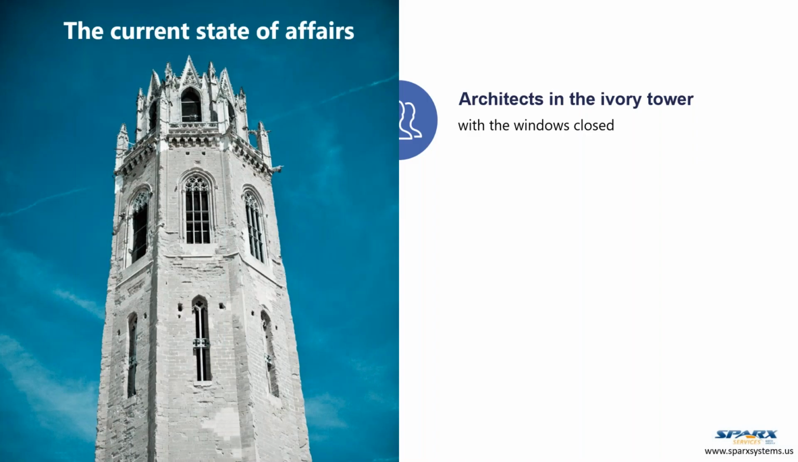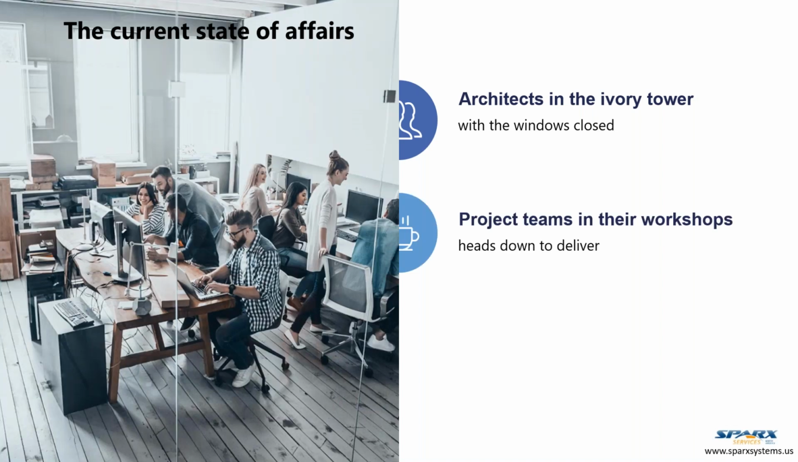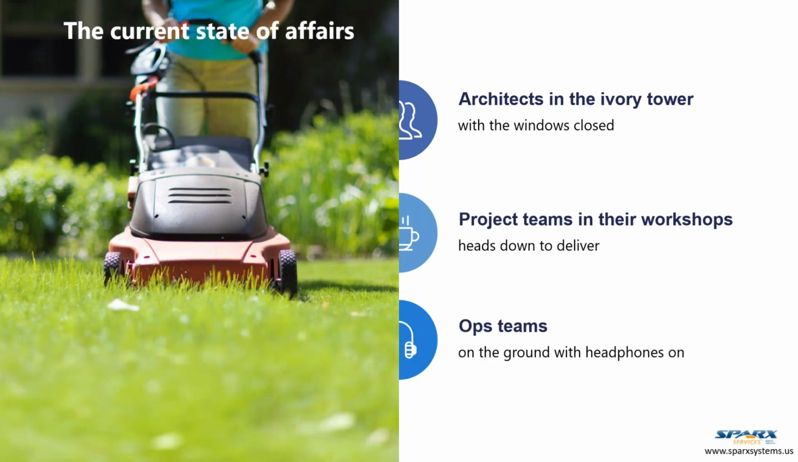Okay, so we see architects up in their ivory tower with the windows closed, envisioning that brilliant future and all that is possible. We see project teams holed up in their workshops, heads down, delivering the latest features and fixes. We see ops teams out in the field, tending to the organization's technical landscape, pruning and watering to keep everything healthy and provide the outstanding experience that users are looking for. The problem here is that everybody is doing the job they were hired for, but we aren't working together as a cohesive unit. Our silos in processes, in job roles, in org structures and systems are getting in the way of achieving this vision of a boundaryless organization.